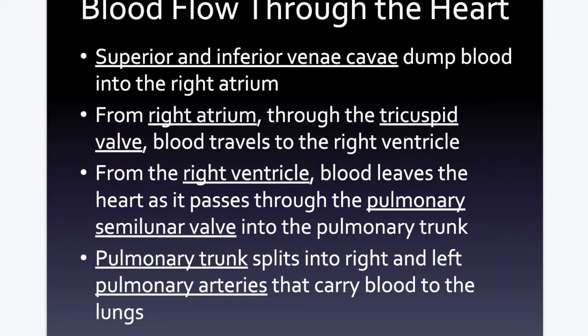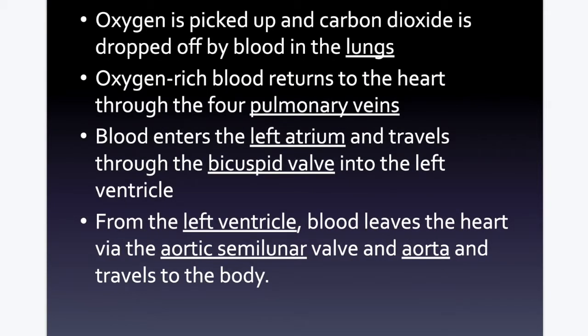Okay. If we continue that, oxygen and carbon dioxide are going to be exchanged in the lungs, and then oxygen-rich blood returns to the left atrium through the four pulmonary veins, the two on the right and the two on the left. That blood is going to go into the left atrium and go through the bicuspid valve into the left ventricle. From the left ventricle, the blood is going to leave the heart through the aortic valve, or the aortic semilunar valve, and into the aorta. And then from there, it travels to the rest of the body.